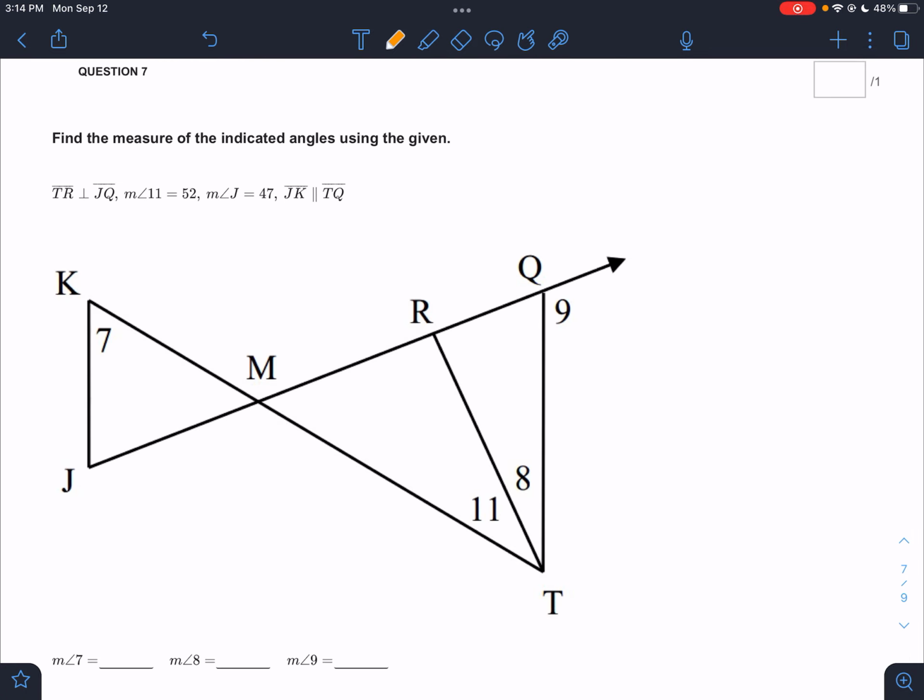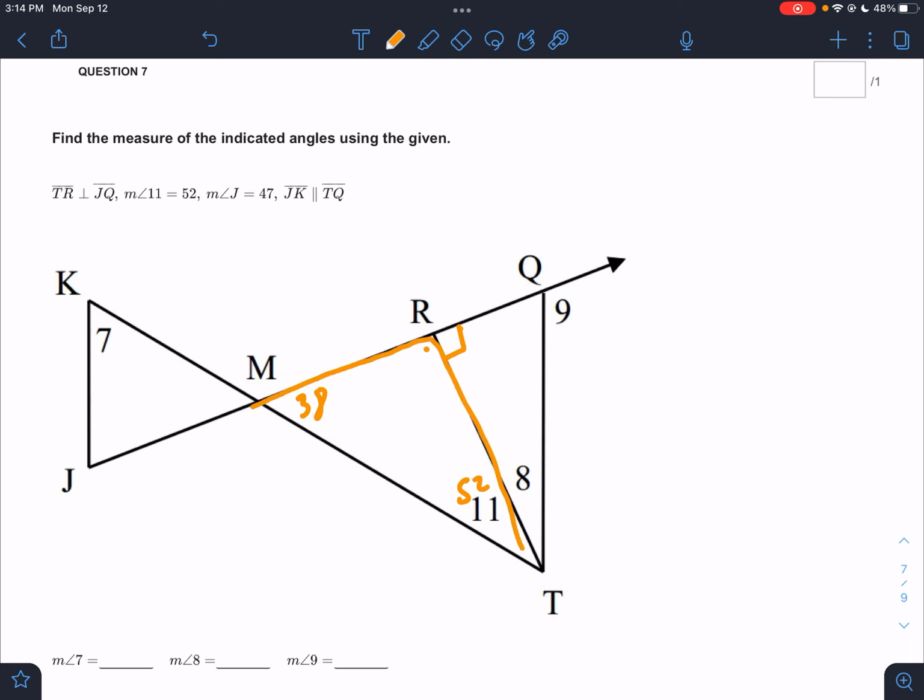TR is perpendicular to JQ, so that means this is a 90-degree angle. It's going to be 90 degrees on both sides of that, just so we remember. Angle 11 is coming in at 52. So if that's 52, then I know that this has to be 38, right? Because those three angles have to make a triangle.